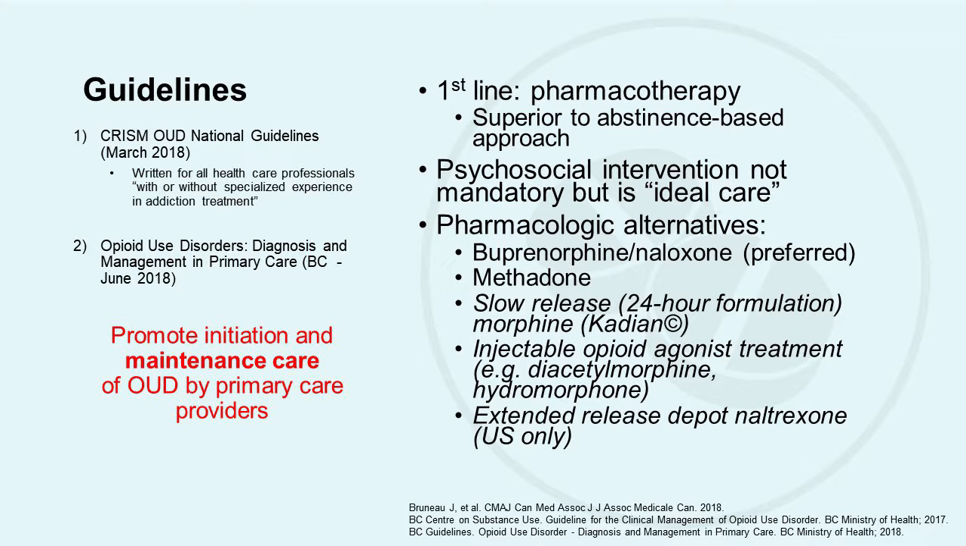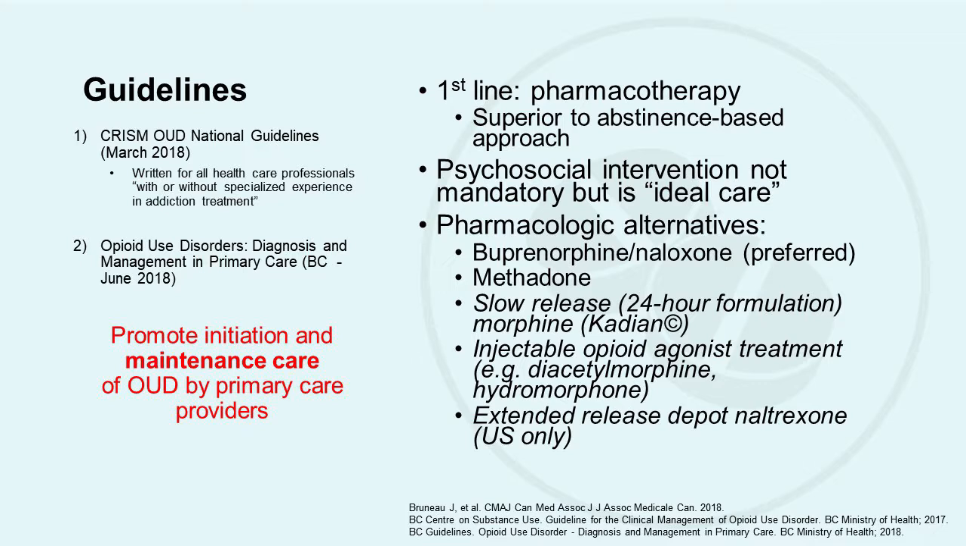Both guidelines advocate for pharmacotherapy as a first-line treatment. This has been shown to be superior to an abstinence-based approach. Guidelines acknowledge that access to psychosocial care may be a barrier in primary care. It is not mandatory but should be encouraged. This is because it may help to clarify underlying conditions and/or beliefs that contribute to OUD.